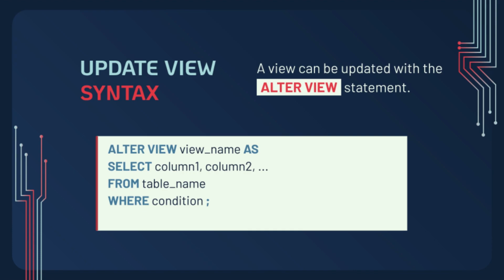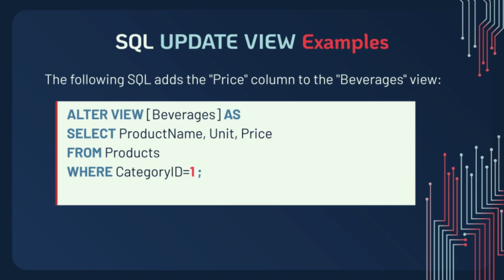Next, we head on to the update view syntax. We can update the view by using the following statement: alter view, view name as select, column 1, column 2, etc. from table name, where condition. To further understand, here's the update view example. The following SQL adds the price column to the beverages view. The syntax reads as alter view beverages as select product name, unit, and price from products where category ID is equal to 1.